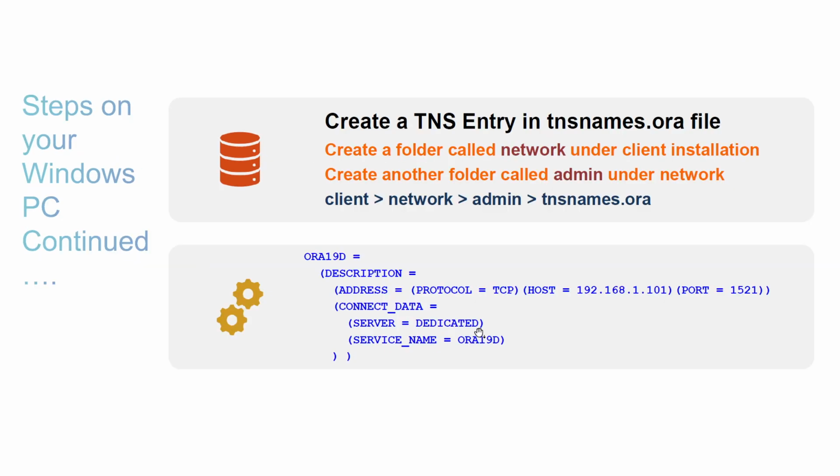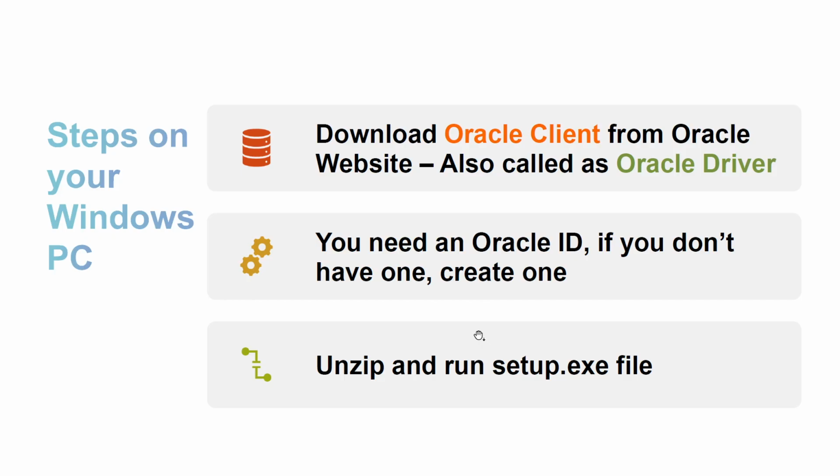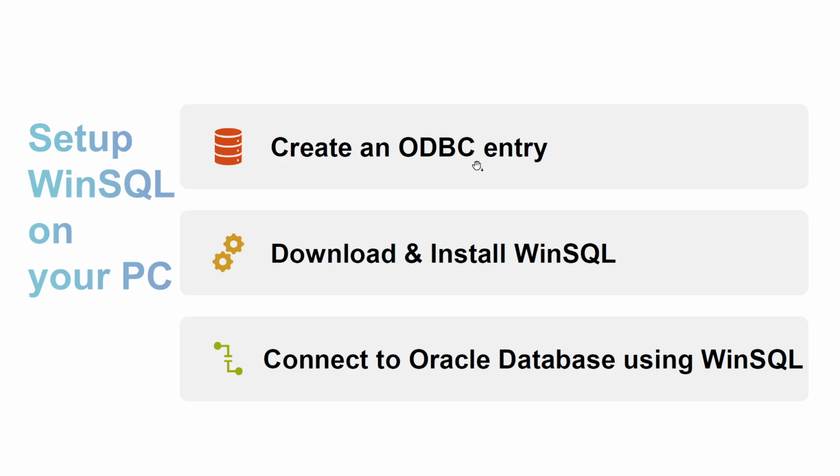Once you have created a TNS entry, we will create an ODBC entry. Once you have created an ODBC entry, we will download and install WinSQL, and connect to the Oracle database using WinSQL. So to repeat the steps: download the Oracle client, run setup.exe to install it, create a TNS entry, create an ODBC entry, download and install WinSQL, and connect to the Oracle database using WinSQL.